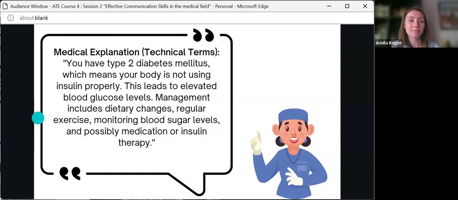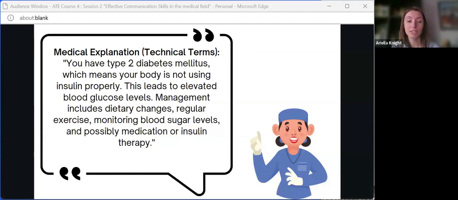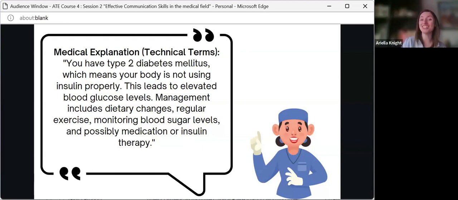Take another minute. Let me know when you have something. Okay, I see Hisham saying she has diabetes and she needs to inject it. Okay. Oh, sorry, she needs to inject it. No, she has diabetes and she needs to inject insulin. Very good.